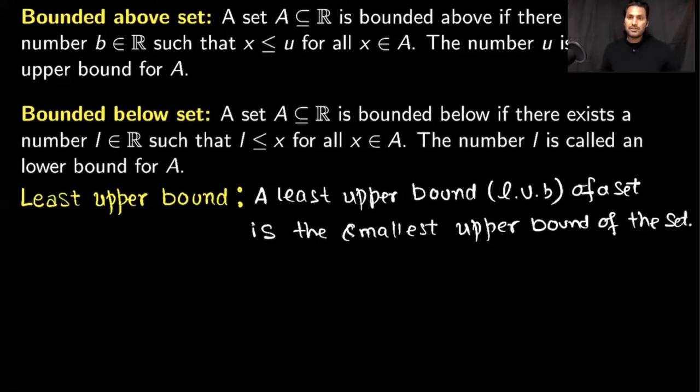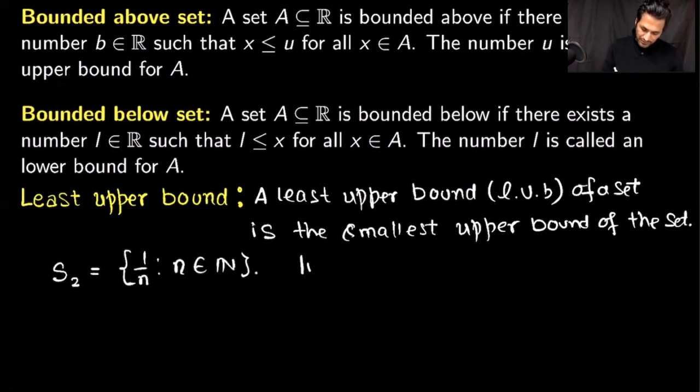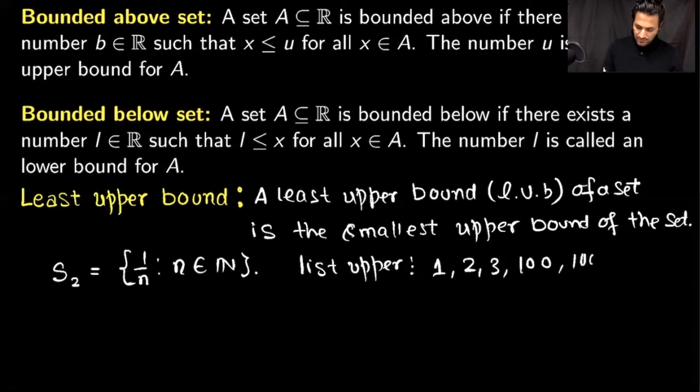So if you compute the list of the upper bounds of the set, then you have to pick the smallest among those upper bounds. For example, for the set S2, which we have seen is 1 over n, where n belongs to the set of natural numbers, the list of the upper bounds were basically 1, 2, 3, 100, 1000, and so on. And as you can see, if I have to choose the smallest one from this list, the smallest is 1.